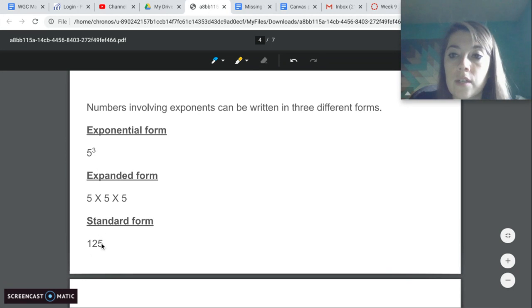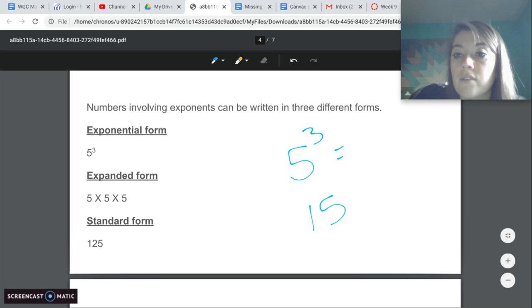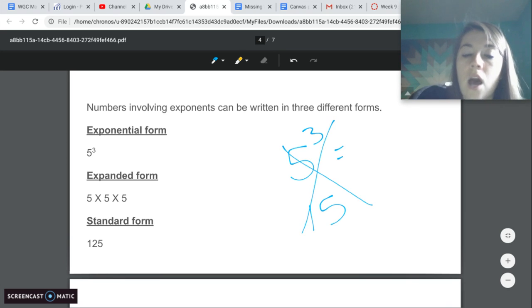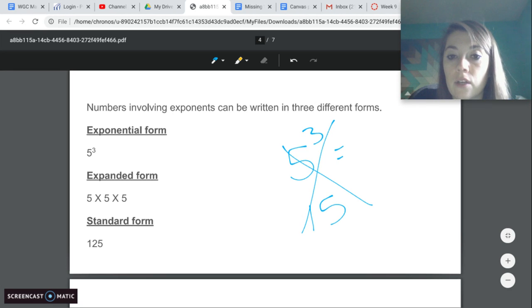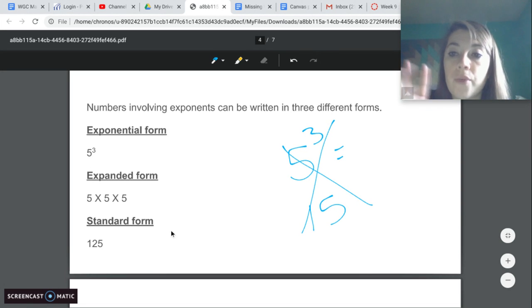Standard form is 125. The most common mistake when people see 5 to the 3rd power is they think it equals 15, because they just take 5 times 3. This is not true. Do not do that under any circumstances. Going from 5 to the 3rd, it's not 5 times 3. It's 5 times itself 3 times, so 5 times 5 times 5 to get us our 125.